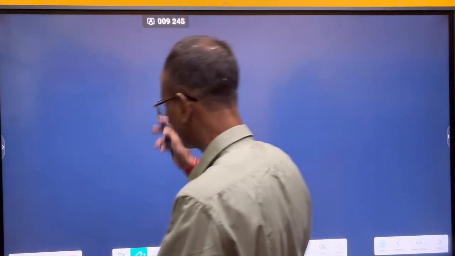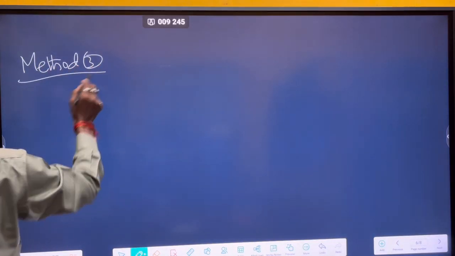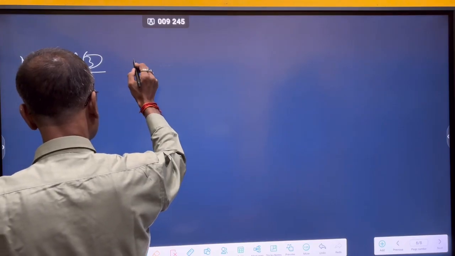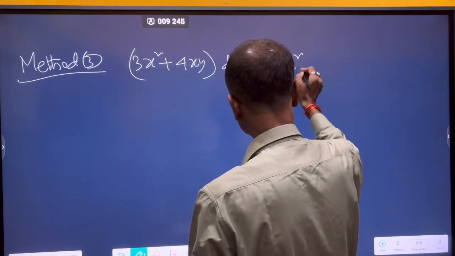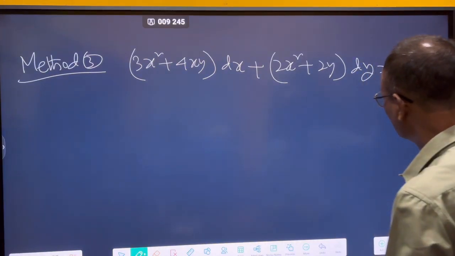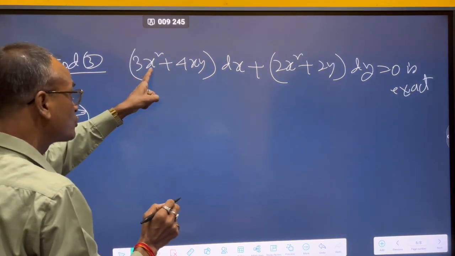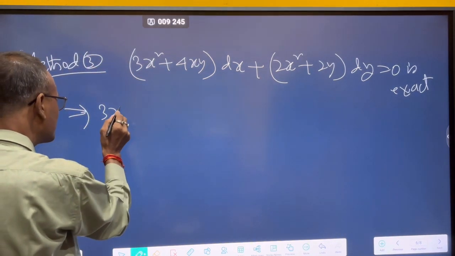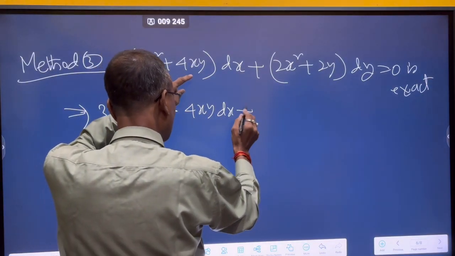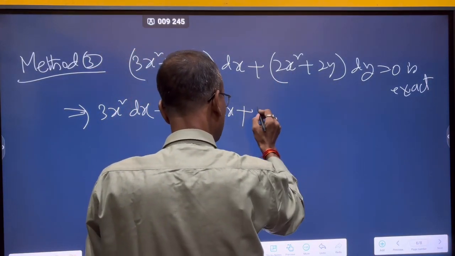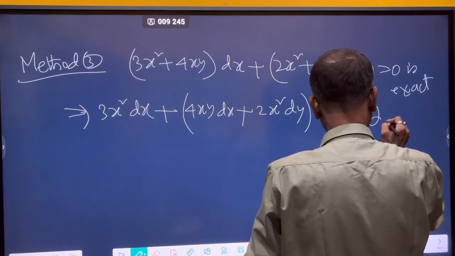Now let me solve this equation in another way, by the grouping method. Method 3. The equation (3x square plus 4xy) dx plus (2x square plus 2y) dy equals 0 is exact. This differential equation is exact, it is given. Now group the terms. In 3x square there is no y, so we write 3x square dx plus 4xy dx plus, with dy we have 2x square, so 2x square dy, group these, plus 2y dy equals 0.